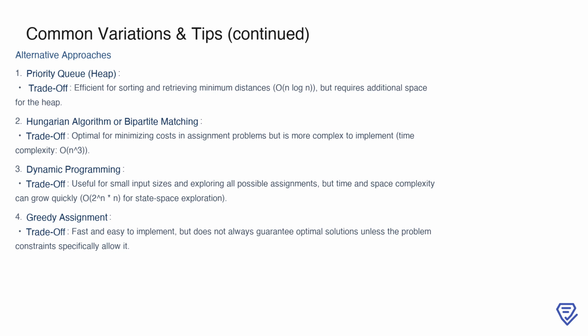Dynamic programming is another viable method, particularly for smaller input sizes. It allows you to explore all possible assignments, but both the time and space complexity can grow exponentially, making it less practical for larger inputs. Lastly, a greedy assignment approach is fast and easy to implement, but it doesn't always guarantee optimal results unless the problem constraints explicitly allow it. Each method has its strengths and weaknesses, so selecting the right approach depends on the specific requirements and constraints of the problem you're solving.